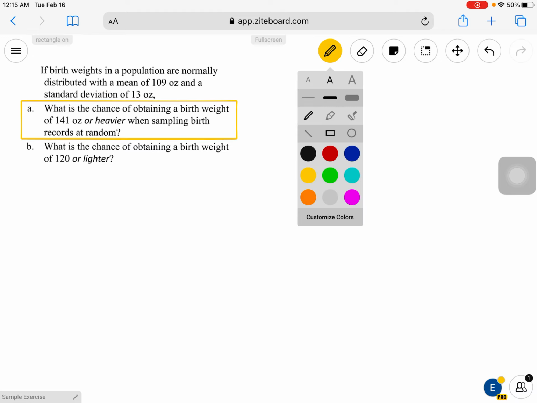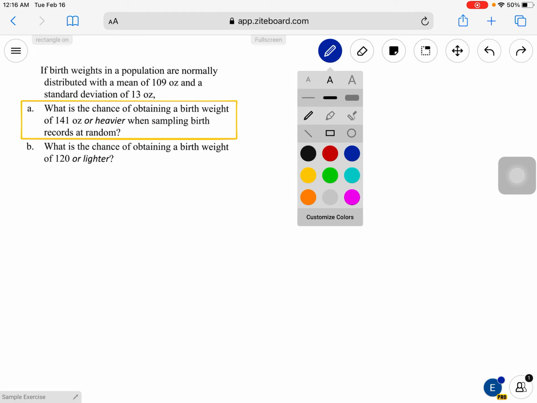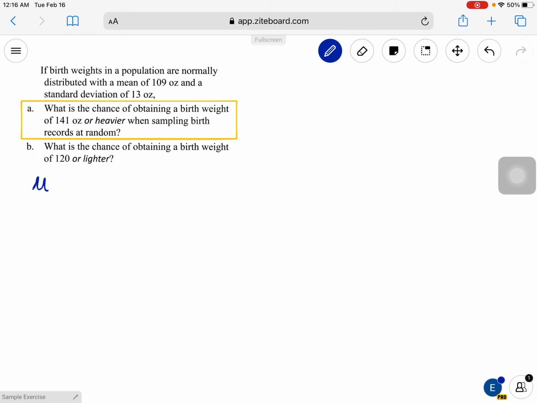Okay. And let's write the given values. Since the data involves a population, our values are the population mean, or mu, which is equal to 109. We have our population standard deviation, or sigma, which is equal to 13. And our x here, or the birth weight, is equal to 141.